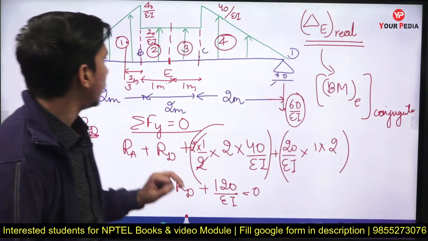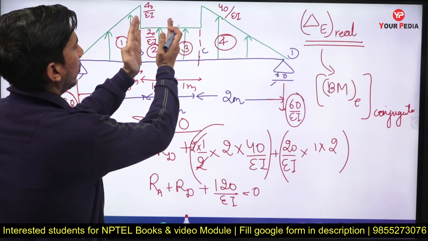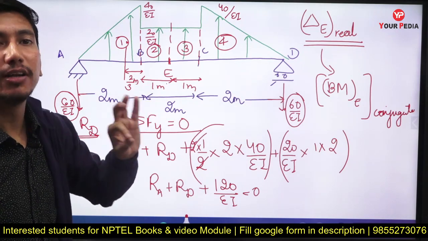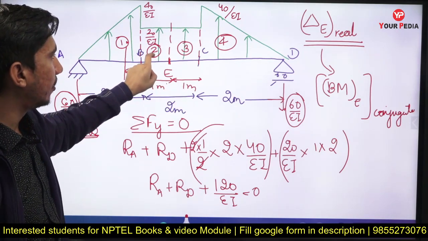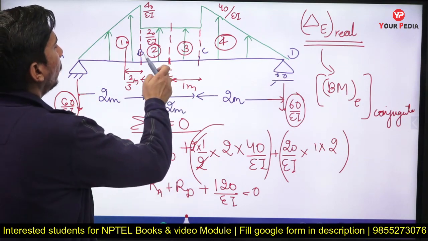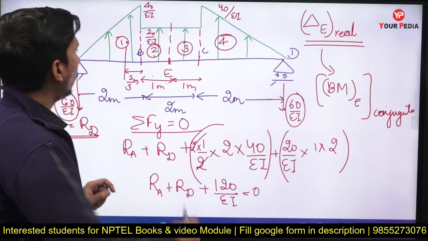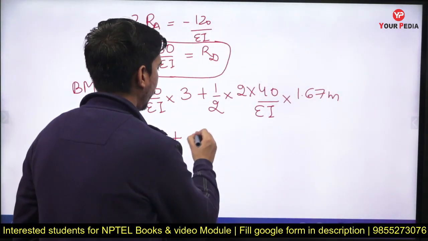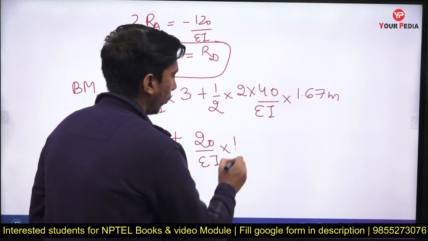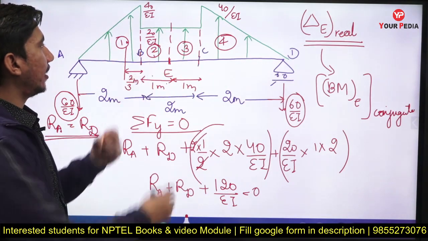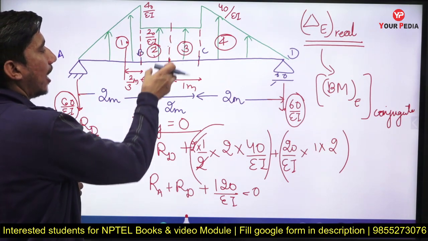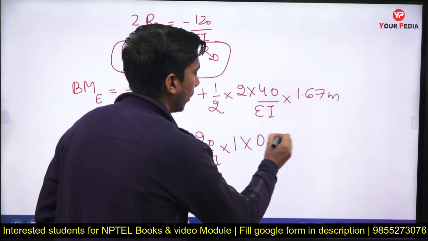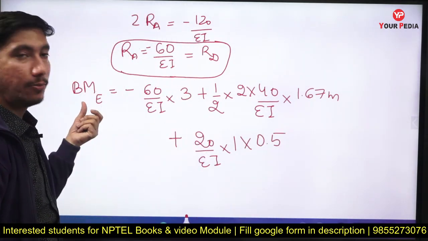Okay. Next force I have to take into consideration: this rectangular portion, the second portion of the load that we can see. This portion will again create a clockwise moment, so positive. The height is 20 EI and the base is 1 meter, so this will be plus 20 EI into 1 meter. The centroid will lie over here, and the distance is half of 1 meter, 0.5 meter. So this is my value of bending moment at point E.